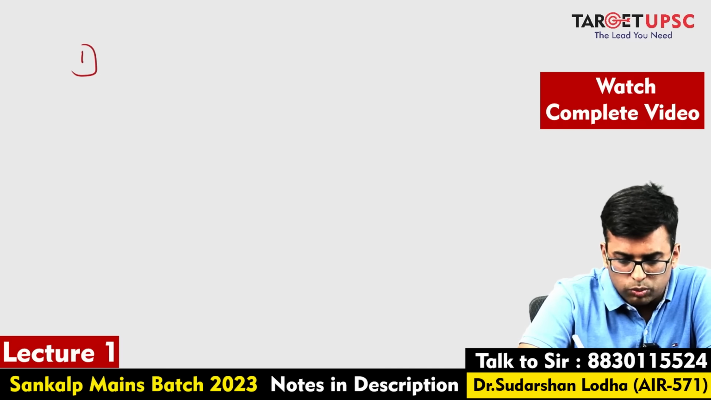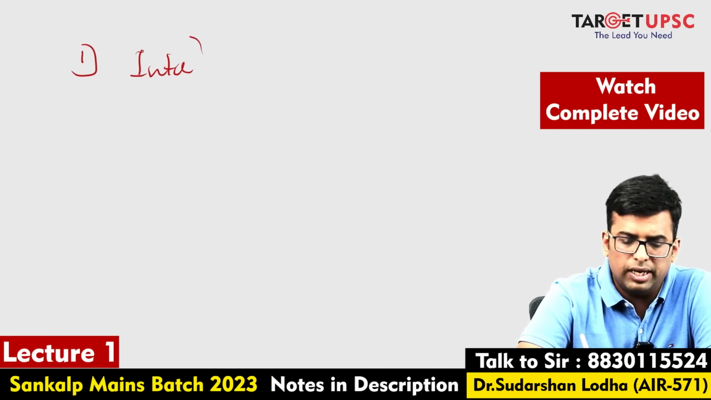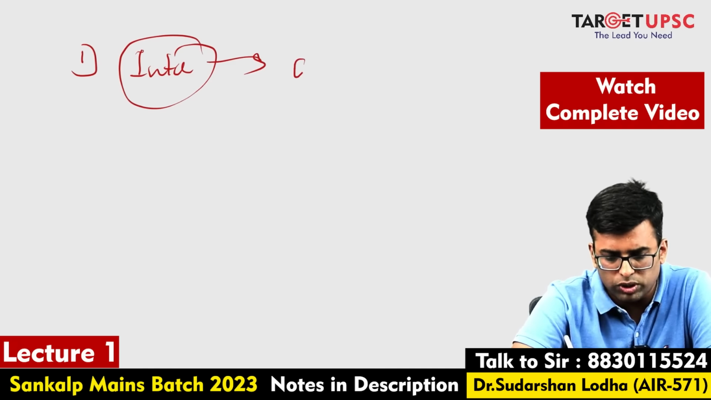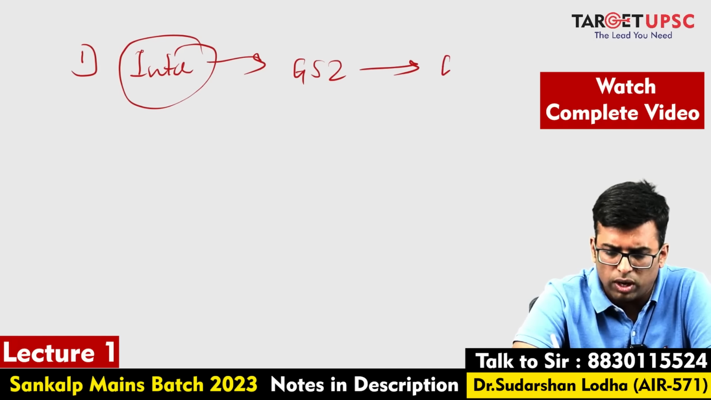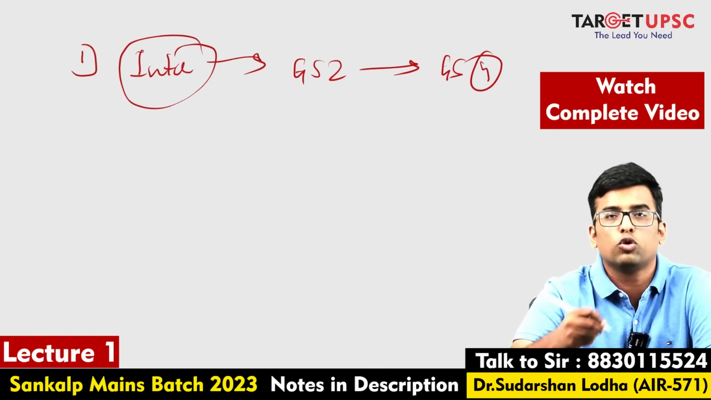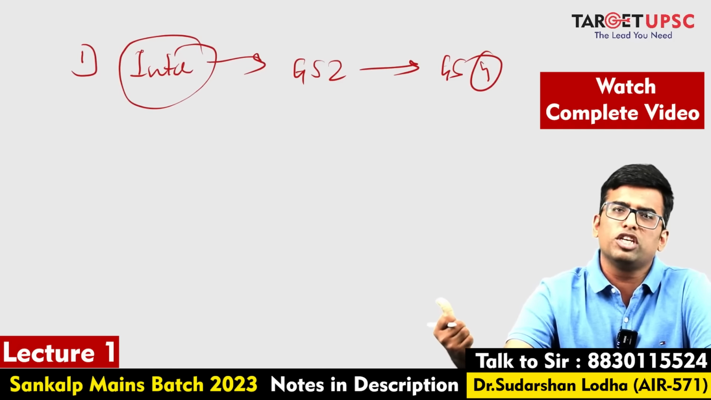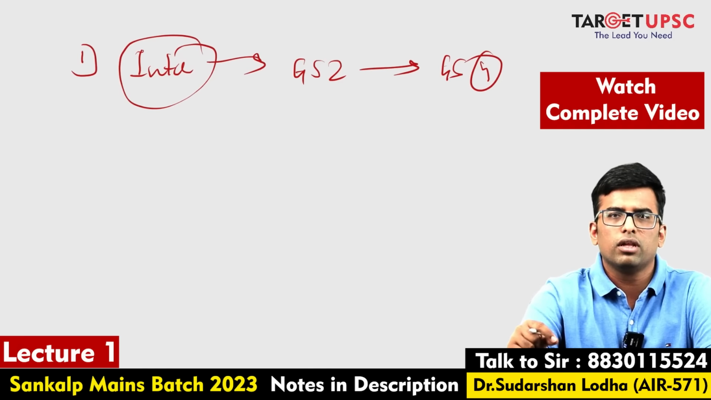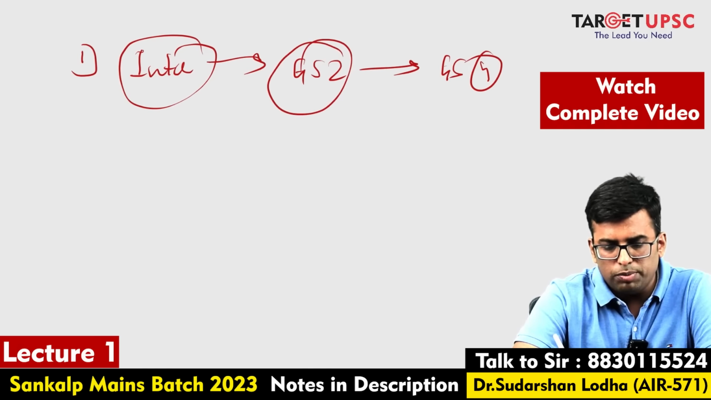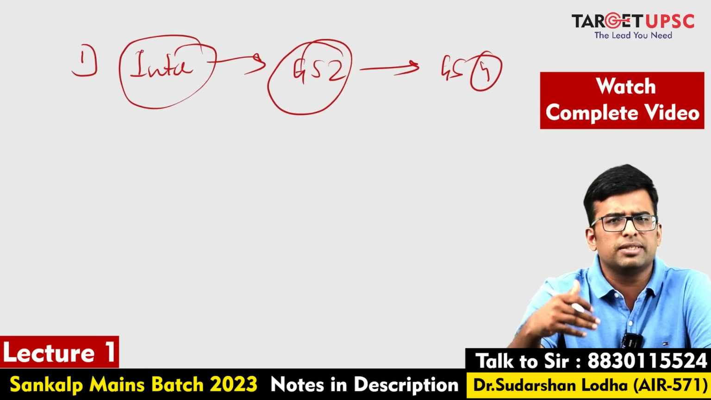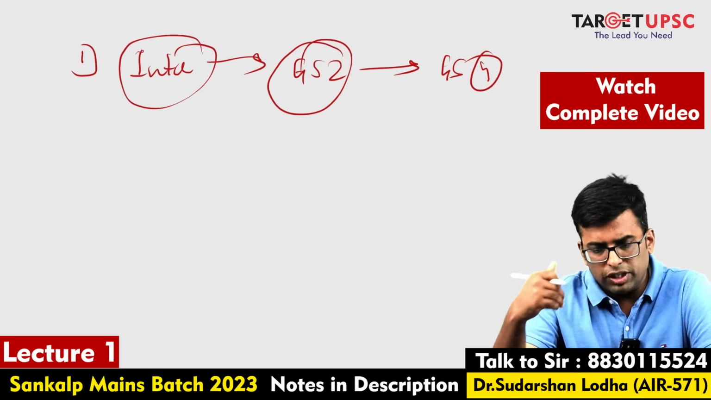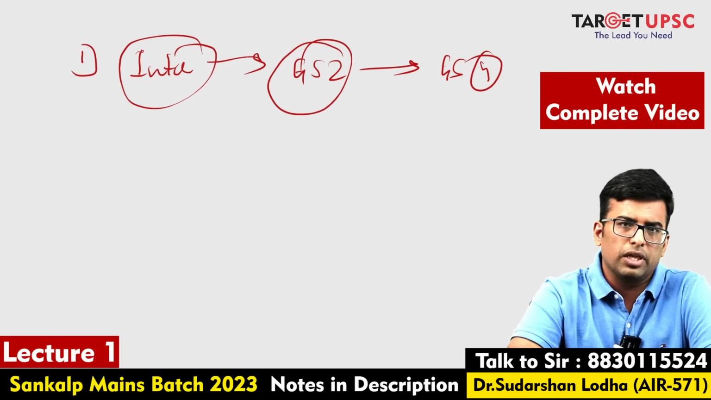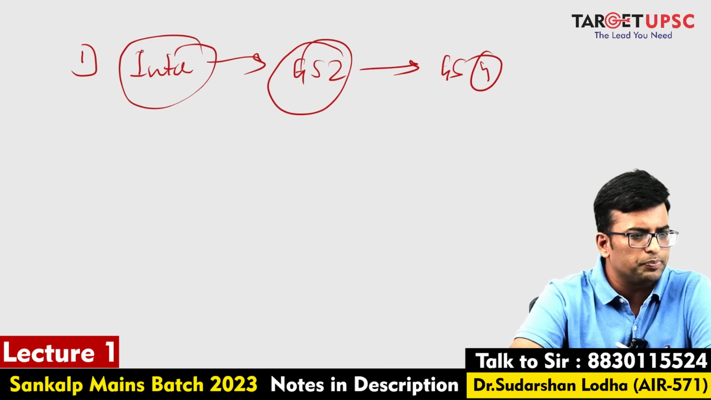Next important instruction is, we are going to interlink so many topics in one session. If we are starting from GS2, we'll not restrict ourselves only to GS2. If we need to take a topic of GS4 which is closely linked to this topic, we'll certainly take it. Our main focus would be GS2, but simultaneously if a GS3 topic comes up side by side, we'll make its interlinkages too, and GS4 interlinkages as well. Is this clear?